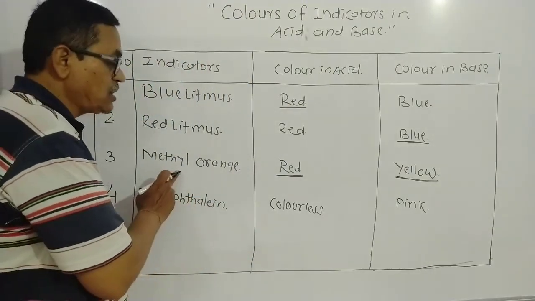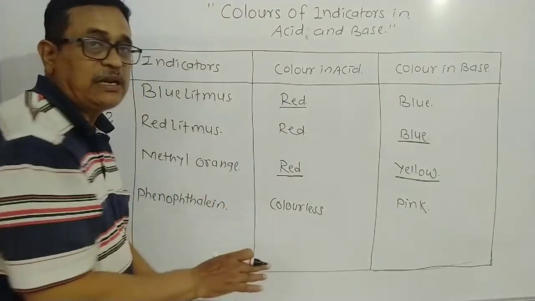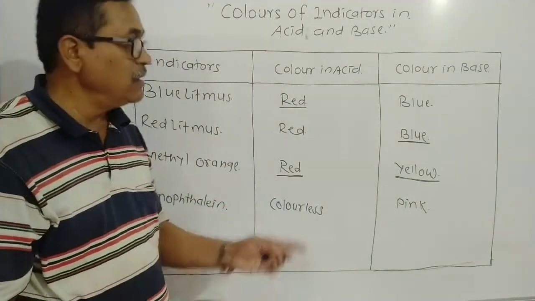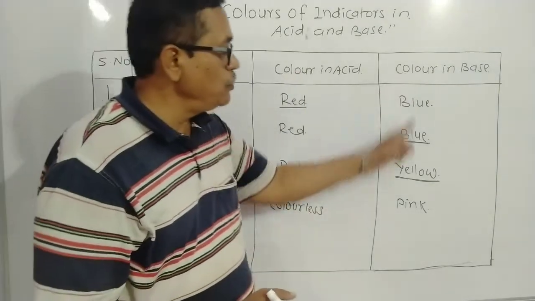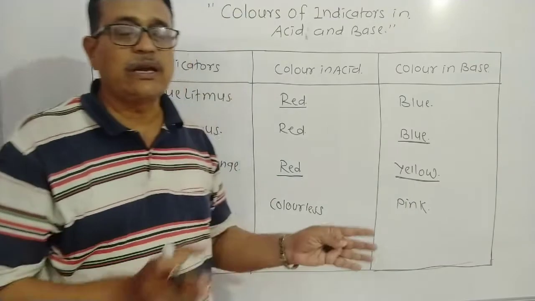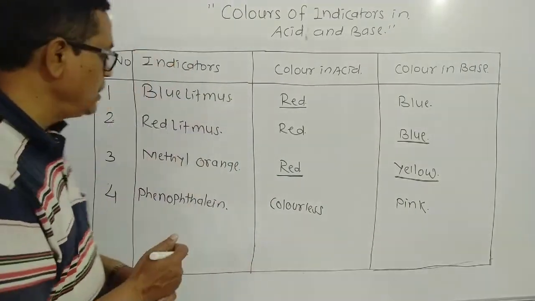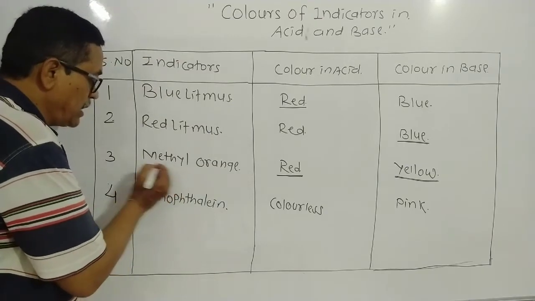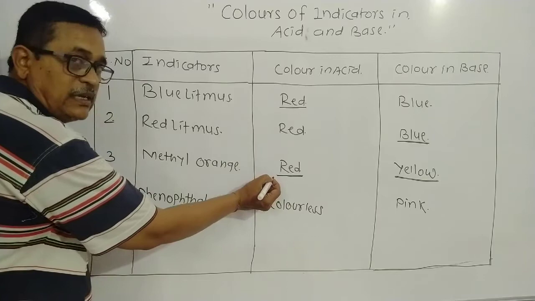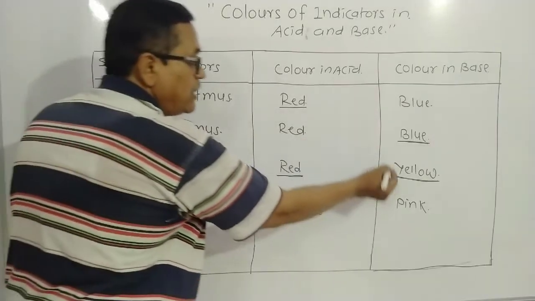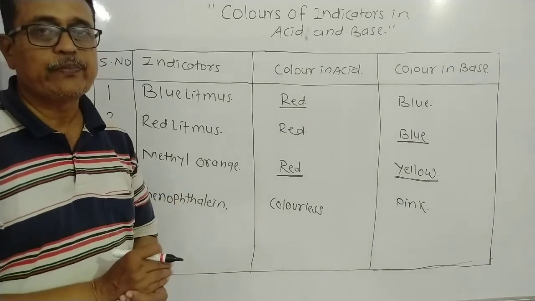Means the color of methyl orange in acid is red. If the solution turns to red color, then we indicate the acidic nature. If the solution turns to yellow color, then we indicate the basic solution by using methyl orange. Means look here, dear student, the third indicator, methyl orange, has color in acid red and color in base yellow.